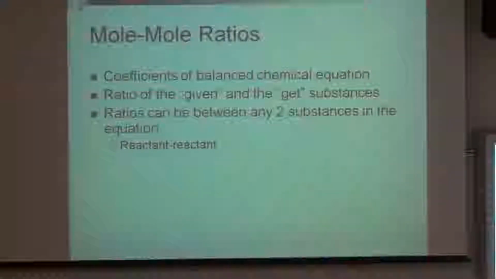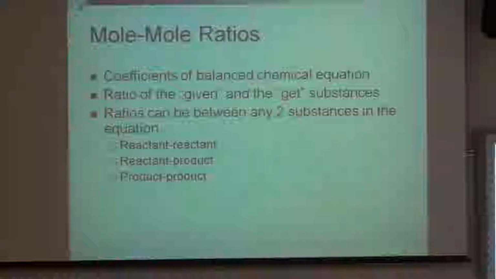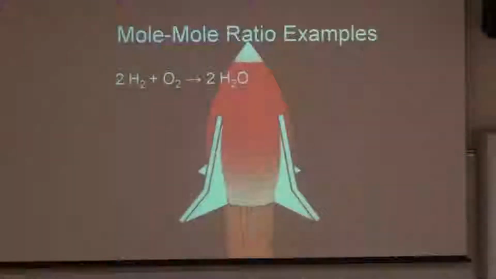And you can do that between any 2 substances in your chemical equation. So you can do it between reactants, hydrogen and oxygen, between a reactant and a product, oxygen and water, or if you have more than 1 product, you could do a mole ratio between products. In our rocket lab, we only had the 1 product, the water, but in a lot of your chemical reactions, of course, you've got 2 products, but you can do a mole-to-mole ratio between the products as well. So here's some simple examples for our water.